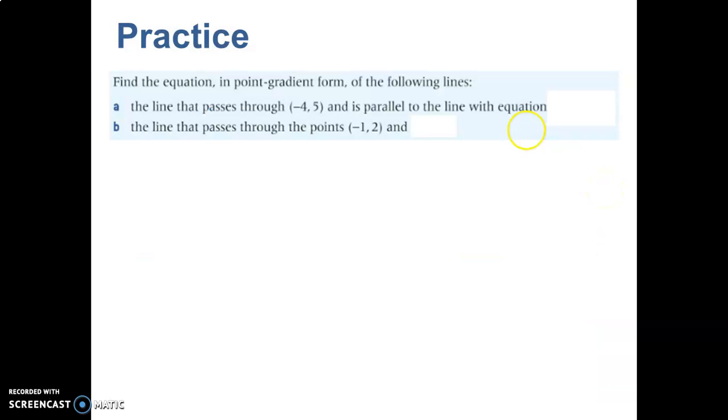Let's try a problem. It says find the equation in point gradient form of the following lines. A line that passes through negative 4, 5, and is parallel to the line with this equation. So let's see if you can use point gradient form. And then for the second problem, a line that passes through these 2 points. If you're going to write that in point gradient form, you should find the gradient first and then use either of these 2 points to write it into point gradient form. So let's see how you did.